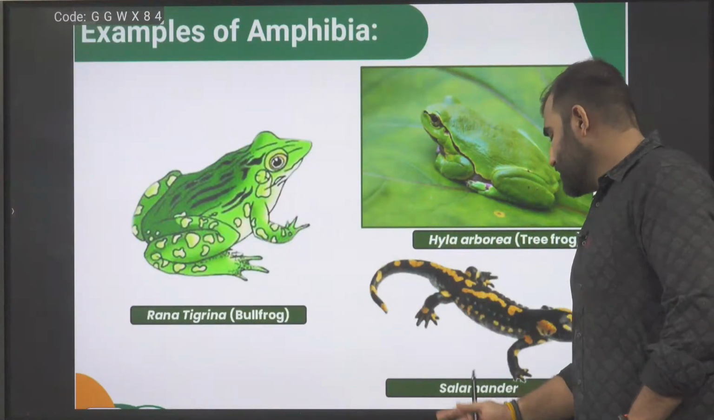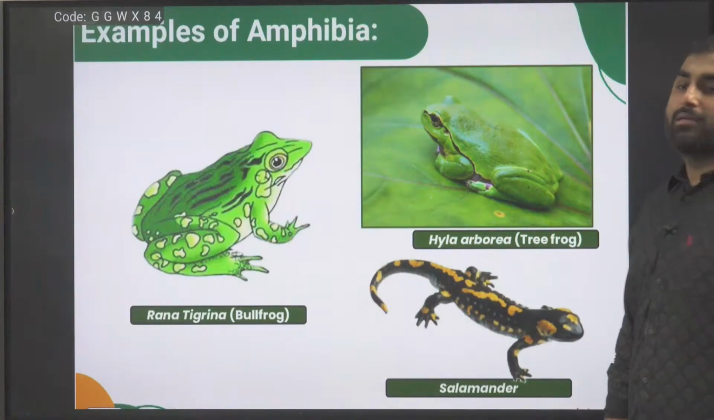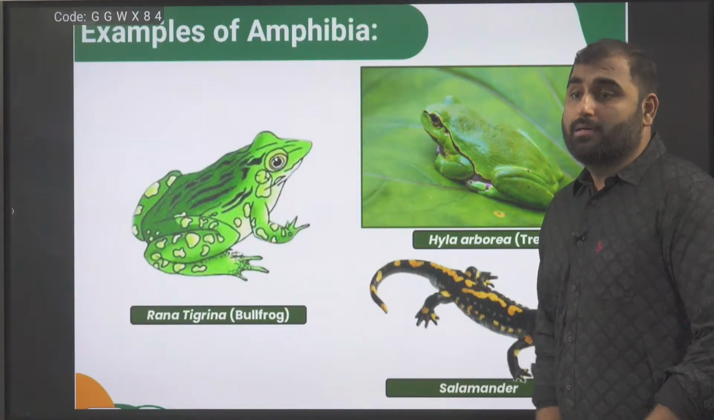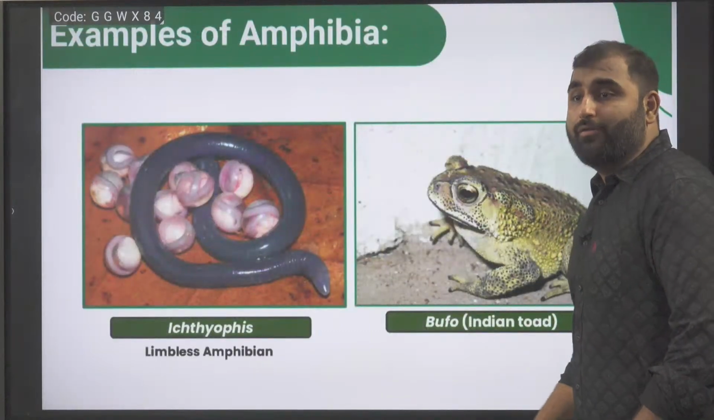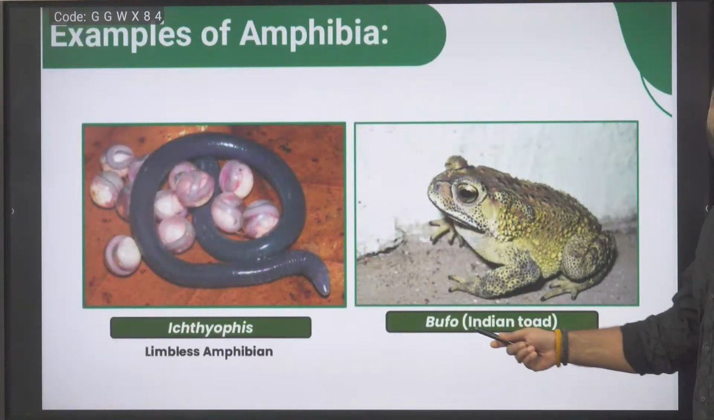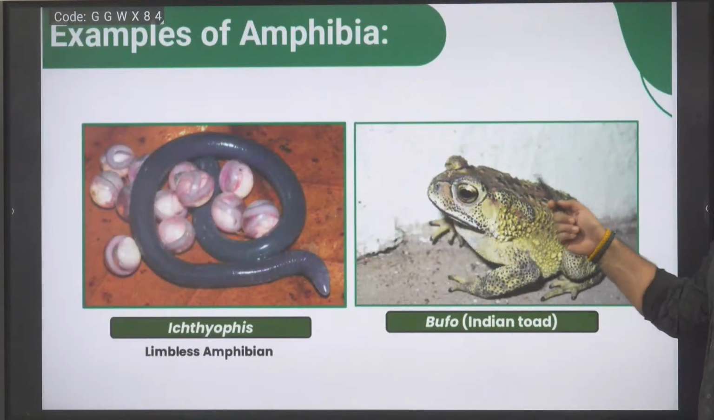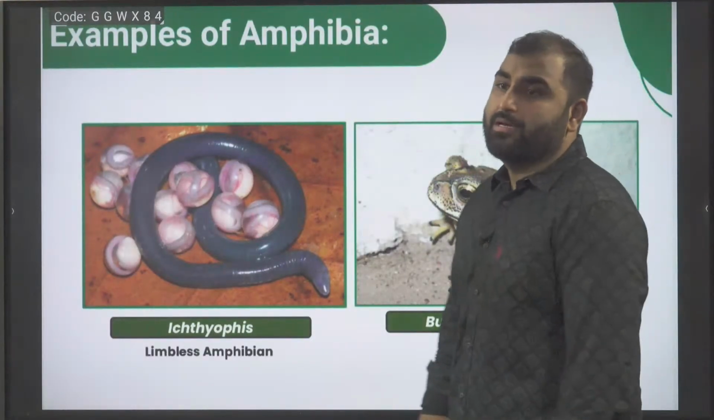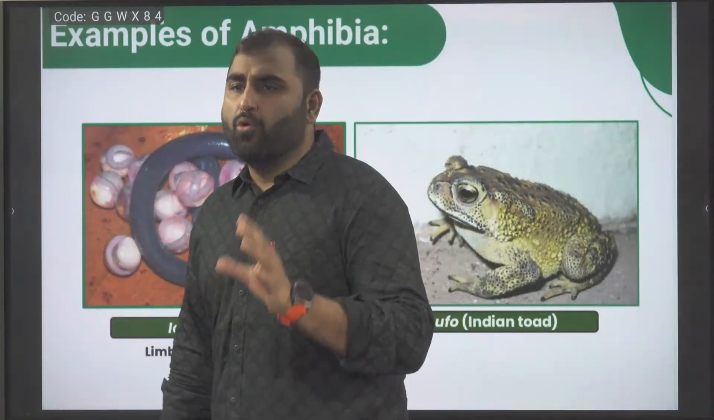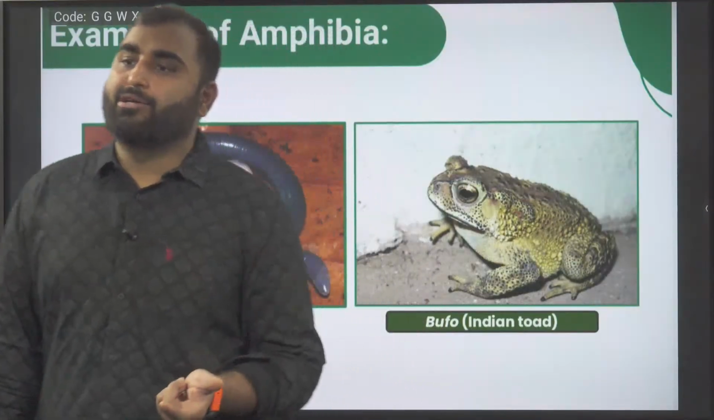Then we have the salamander, scientific name Salamandra. Then we have the toad, scientific name Bufo, the Indian toad. Look at the skin of the toad. The skin of the toad is very dry and rough, right? So Bufo can survive hotter and drier climates also.